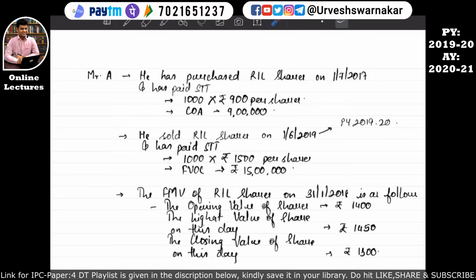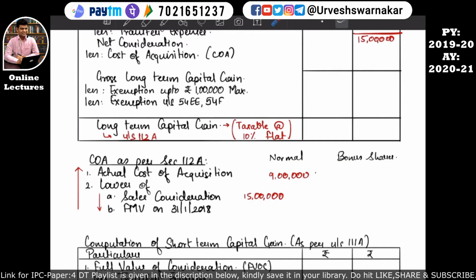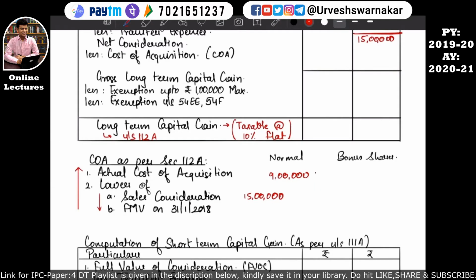As we have studied in the notes over here, the fair market value as on 31st January 2018 will be the highest value of the entire day of this listed equity share which got traded on 31st January 2018. So the highest value of the share on the day of 31st January 2018 is 1450. So the fair market value as on 31st January 2018 is 14,50,000. How have I calculated this? 1000 into 1450.